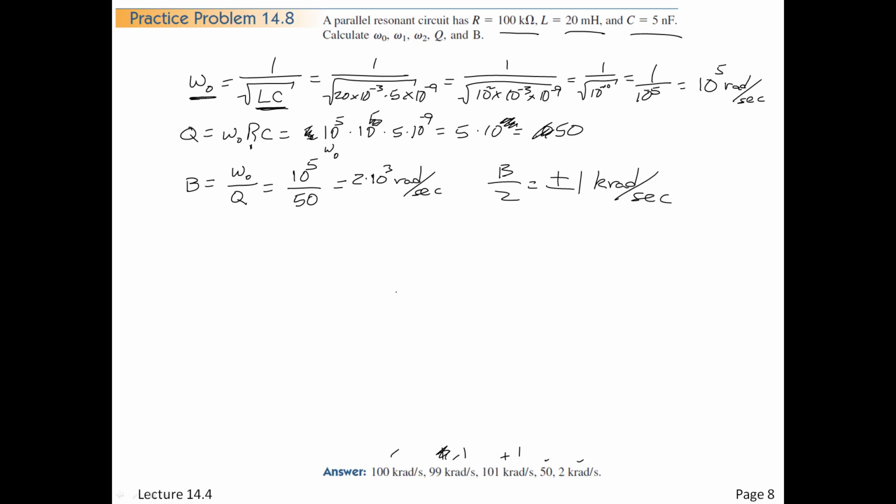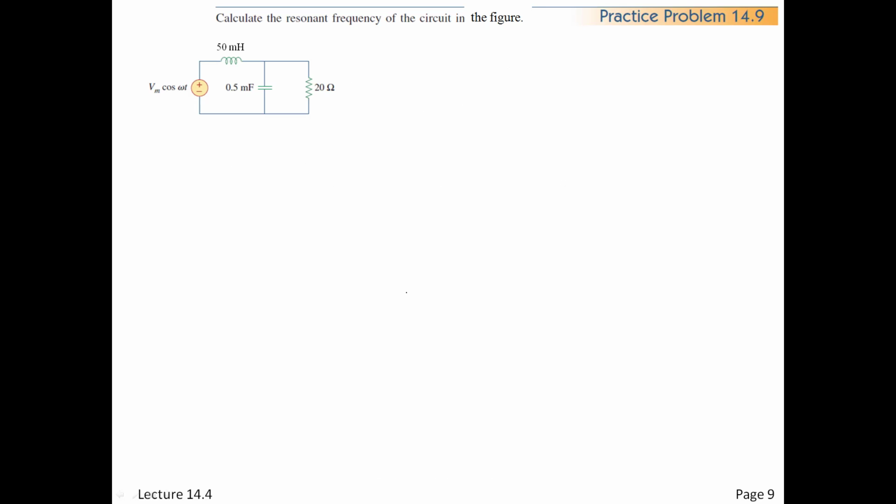Now, there is the next one that I want to hit. That's kind of interesting. The resonant frequency, find it for the circuit in the figure. Okay, so here is our figure. And notice we do not have an RLC parallel or series. We've got some mixture. Okay, so we're going to want to have a strategy, right? What's our strategy?